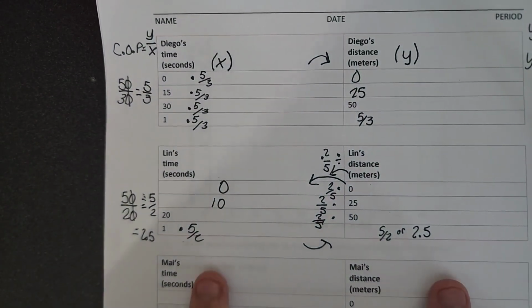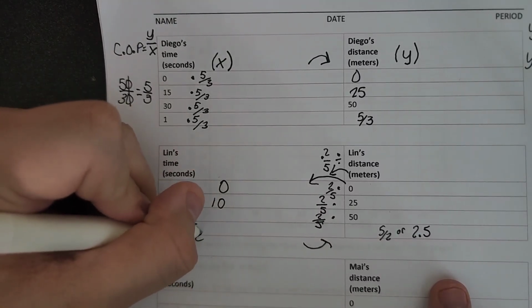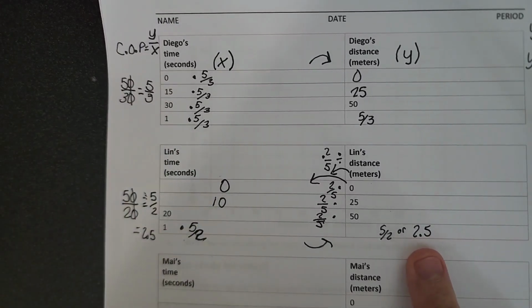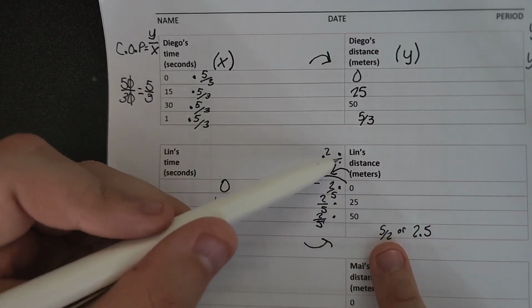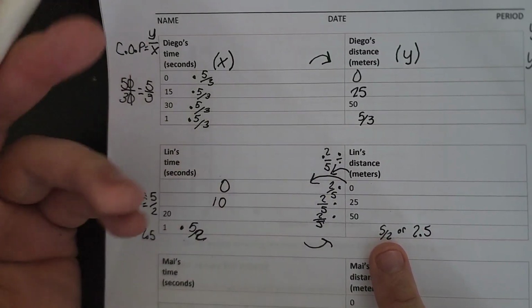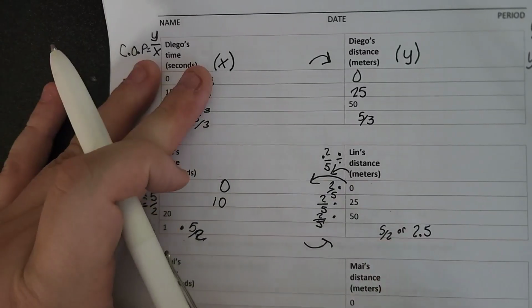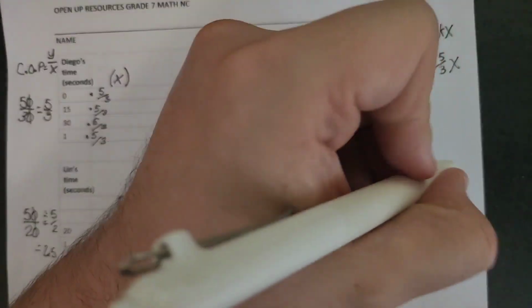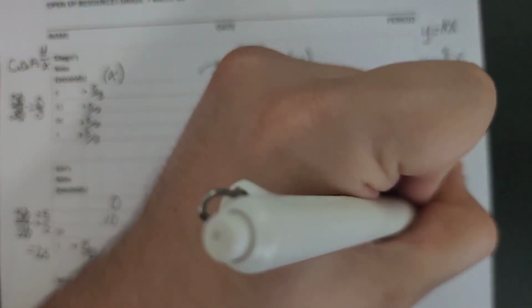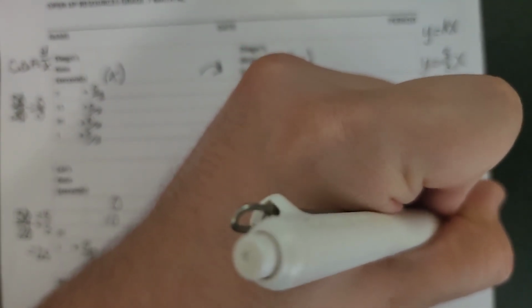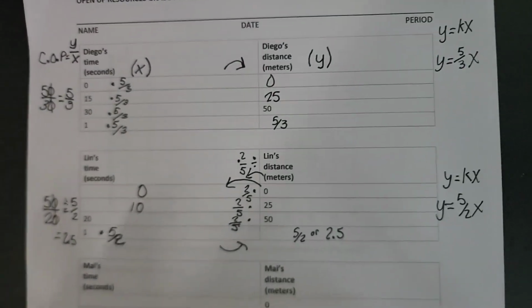Now, on the EOG, they will ask you both ways. They could either ask you this way or this way. I need you to know both of them. But when you're dividing, I want you to keep them as fractions. Okay? Now, what's my equation for this if I write it? Yeah, y equals 5/2 x.